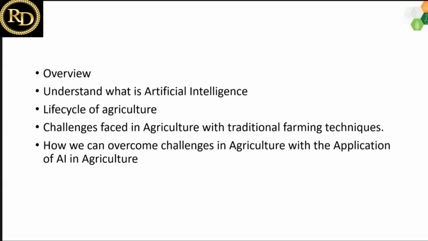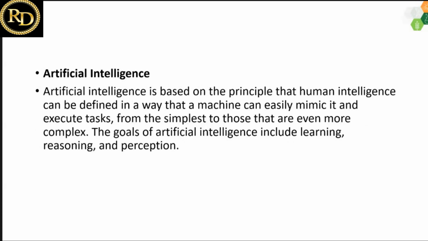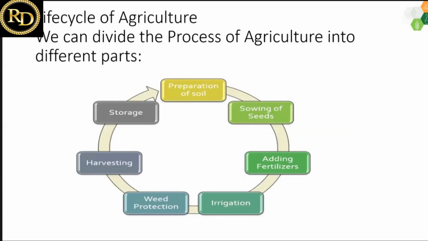So next, the life cycle of agriculture. Next, please. Yes, this is the important thing: from seed to seed is very, very important. The preparation of the soil, sowing of the seeds, adding fertilizers, irrigation, pesticides, reproduction, harvesting, storage. Every stage we are encountering problems, and the farmer has to face them.